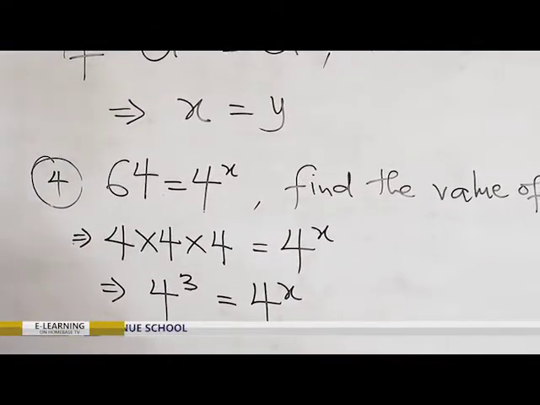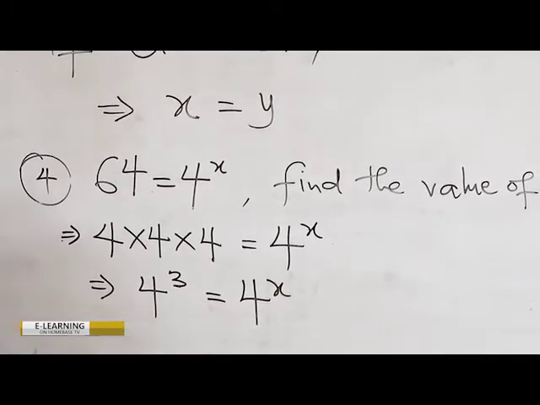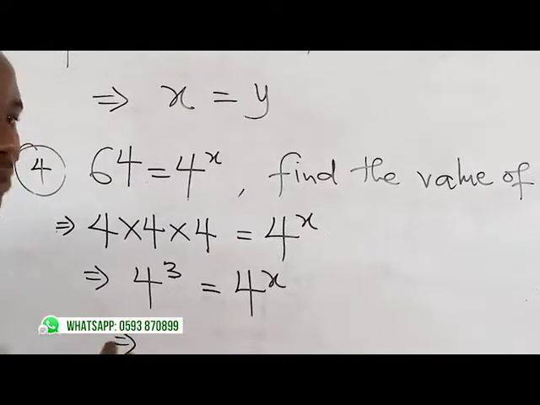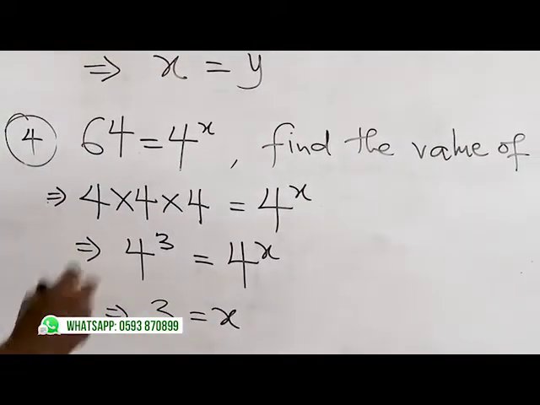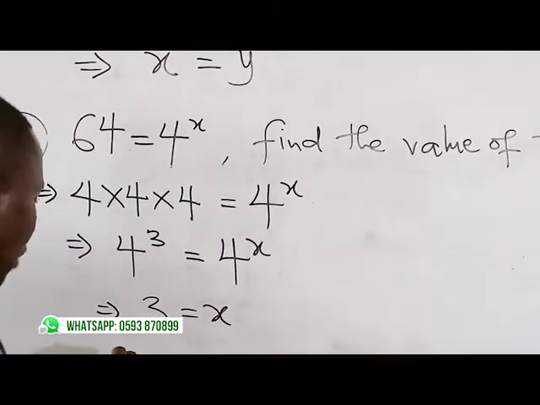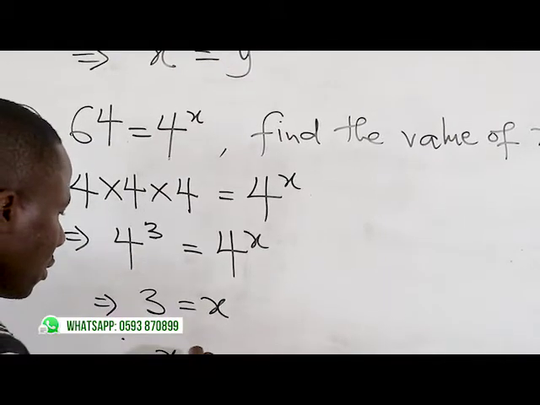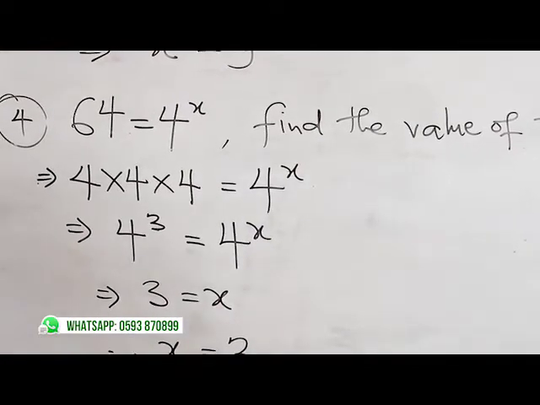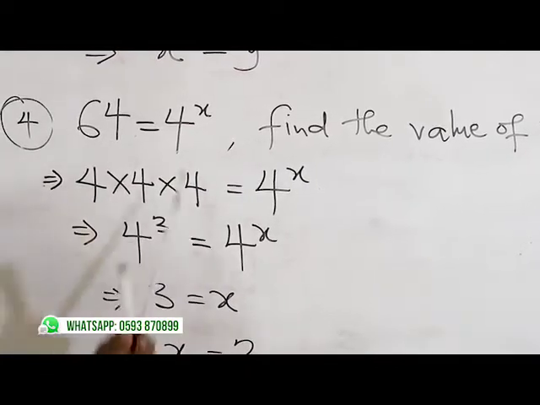At this level, the bases are the same, both 4. So I equate the exponents. 3 is equal to x. In conclusion, the variable must come first. Therefore, x is equal to 3. That is true. If 3 is substituted here, you get 64. That is the way to show you.